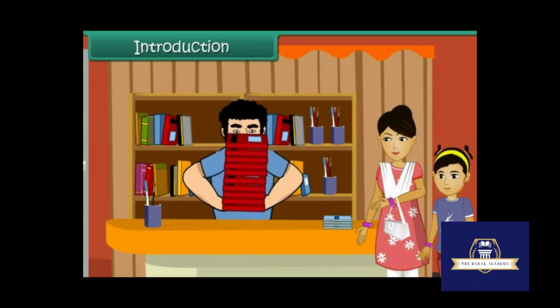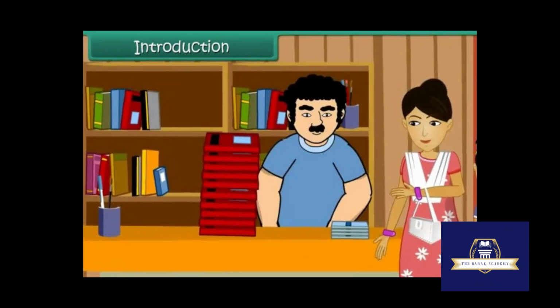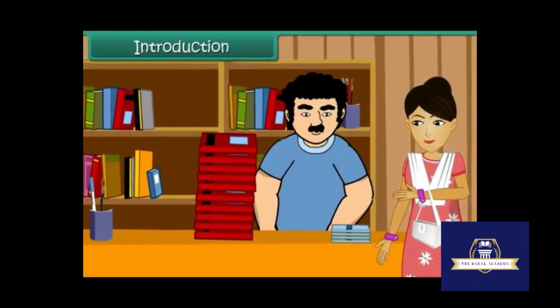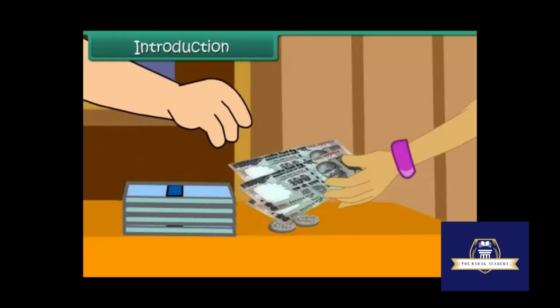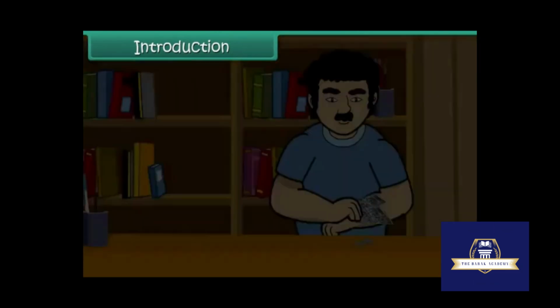Isha's mother is at the bookstore. She has bought some books and notebooks for Isha. She pays the shopkeeper 300 rupee notes and 2 5-rupee coins for her purchase.